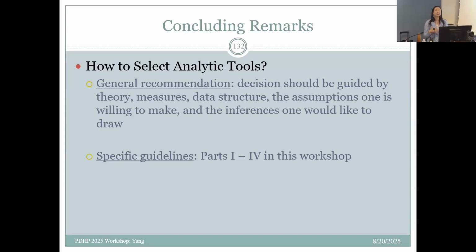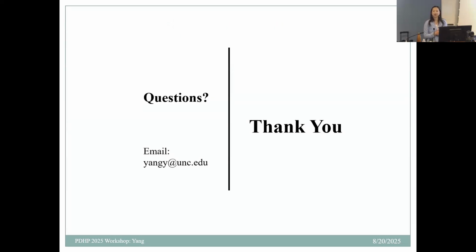And then the specific guidelines are in the slides in all 4 parts of this workshop. I hope you would find them useful. And I'm always available to take questions as you venture into this somewhat strange field. And then we can have more discussions later on. I think we've made it in time.